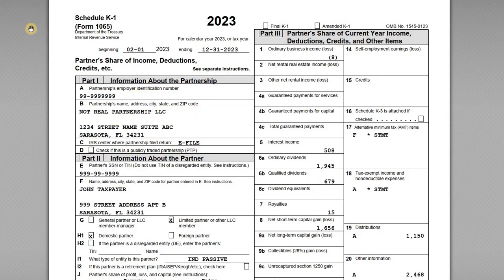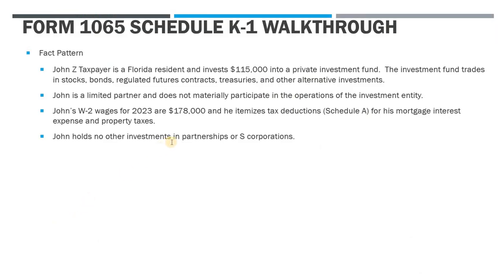So we'll go through all these, and of course, again, we'll have a look at each item and how it gets moved over to the return. And then we've also got just one slide here covering some background on the fact pattern, so we get a sense of what we're working with here.